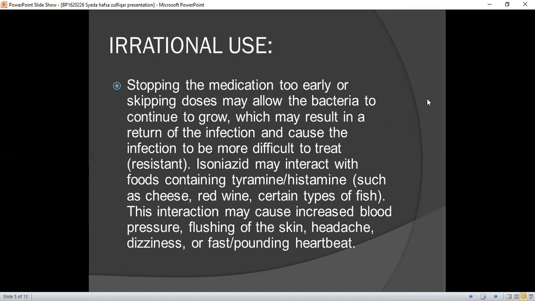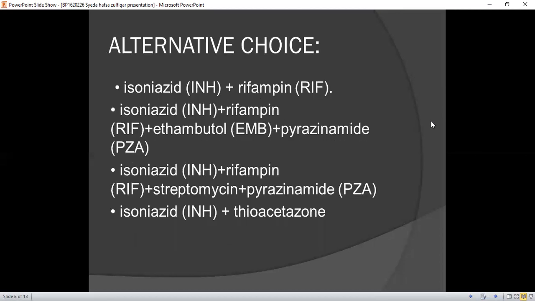Now the irrational use. Stopping the medication too early or skipping doses may allow the bacteria to continue to grow, which may result in the return of the infection and cause the infection to be more difficult to treat as it develops the resistance against the specific drug. Isoniazid may interact with food containing tyramine or histamine, such as cheese, red wine, certain types of fishes. This interaction may cause increased blood pressure, flushing of the skin, headache, dizziness, or fast heartbeat.